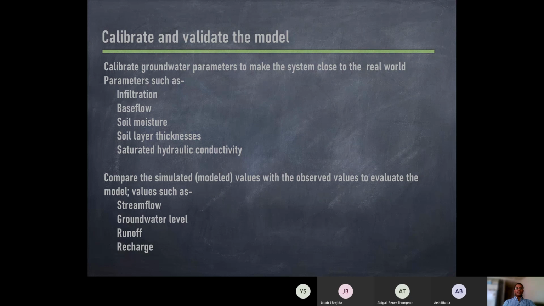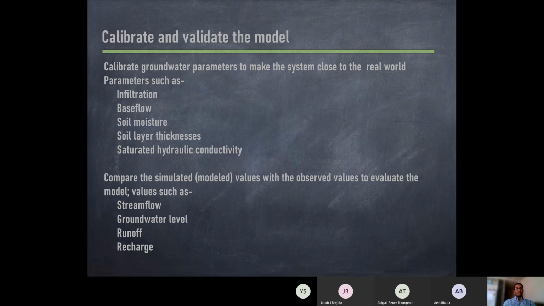Other examples of this variable: we can calibrate for stream flow, right? I know the groundwater table looks pretty good, but what about stream flow? What about runoff? What about recharge? Those things have to look good as well, because one is connected to another, and if you can recall, we are talking about a whole mass balance. So all the inputs should be equal to all the outputs. That's why we need to compare the simulated values with the observed values.